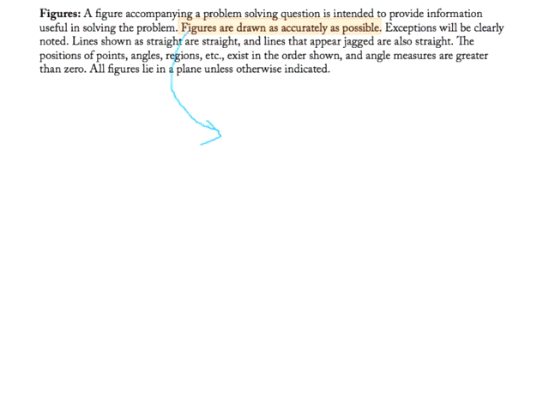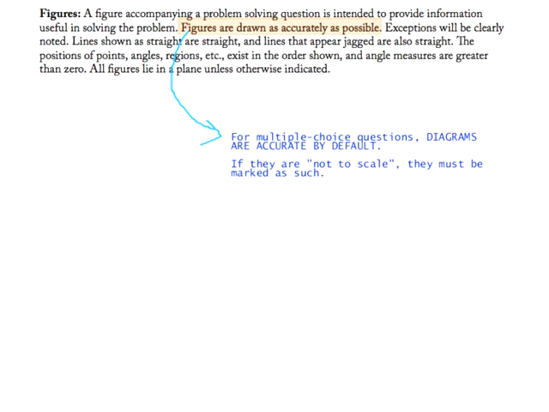Okay, this is the deal. For multiple choice questions, they actually tell you this. For multiple choice questions, diagrams are accurate by default. They are. It's a thing. If they are not to scale, they must be marked as such. Now for data sufficiency, it's a different animal. Because for data sufficiency, diagrams can't be to scale, because there's no such thing as scale in the first place.